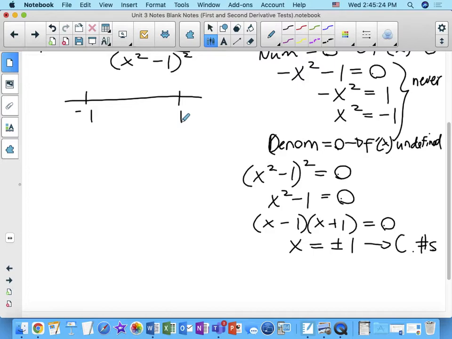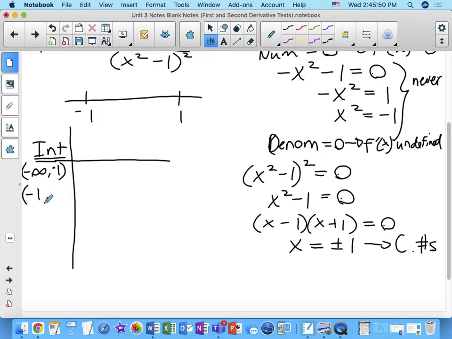Okay, and we can do the same sort of thing that we did in the last example where we have a chart. Again, we have 3 intervals here. One of them is from negative infinity to negative 1, my bad. One of them is from negative 1 to 1. And the third one is from 1 to infinity.